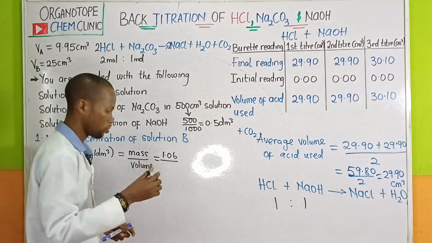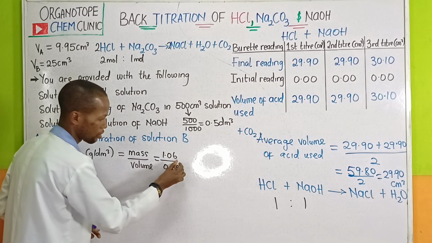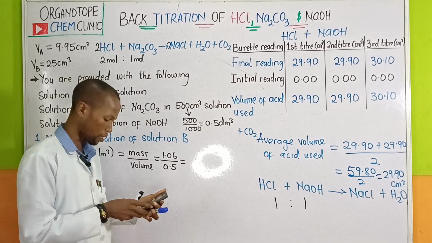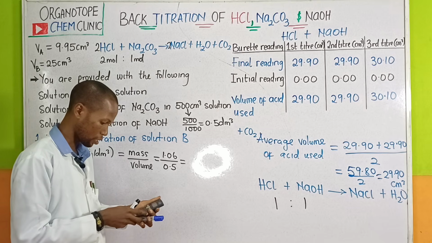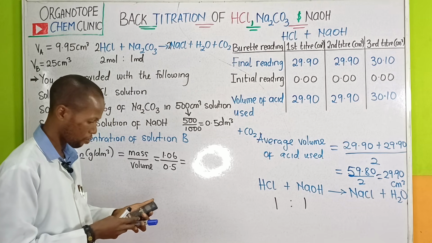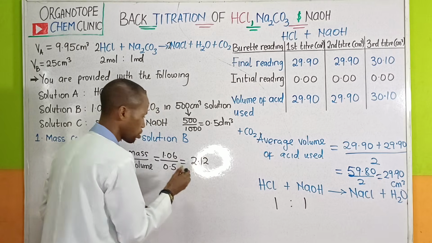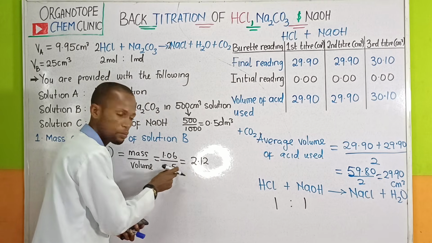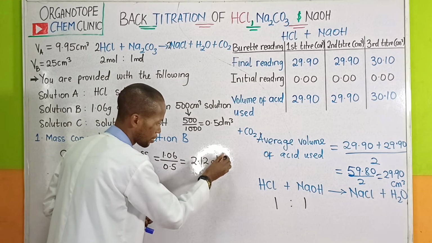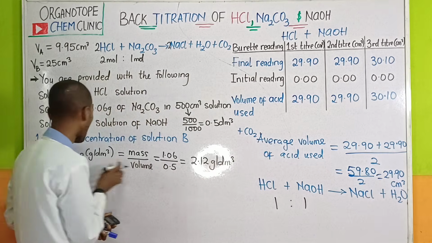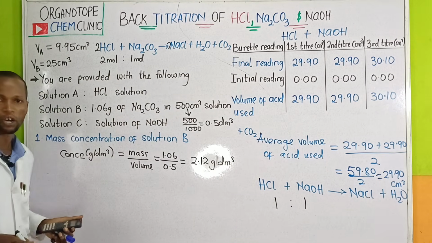Okay? So over 0.5, this will give, when you press your calculator, 1.06 divided by 0.5. So this will give 2.12 gram over dm³. That will be what? Gram per dm³. So this is the mass concentration of sodium carbonate.